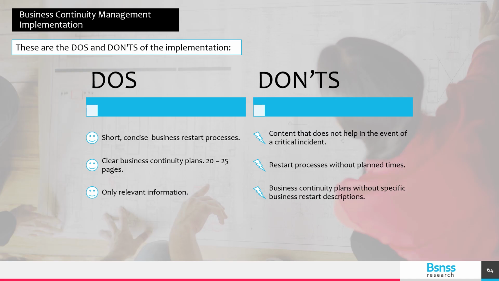These are the do and don't of the implementation. Do: short, concise business restart processes. Clear business continuity plans, 20 to 25 pages. Only relevant information. Don't: content that does not help in the event of a critical incident. Restart processes without plan times. Business continuity plans without specific business restart descriptions.